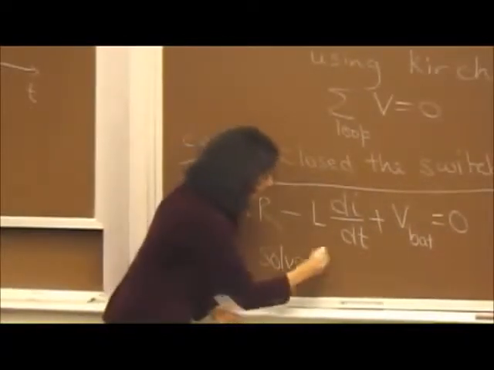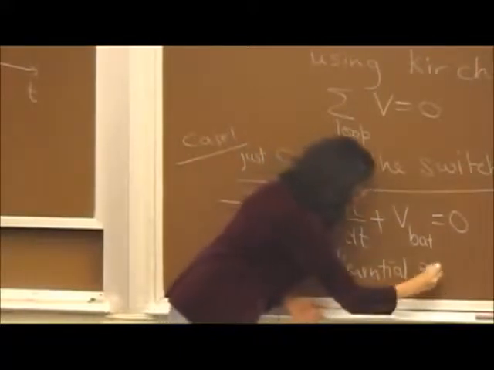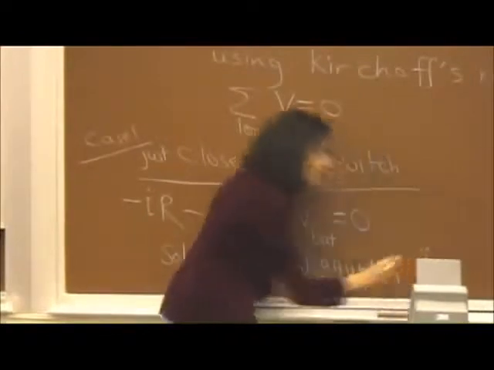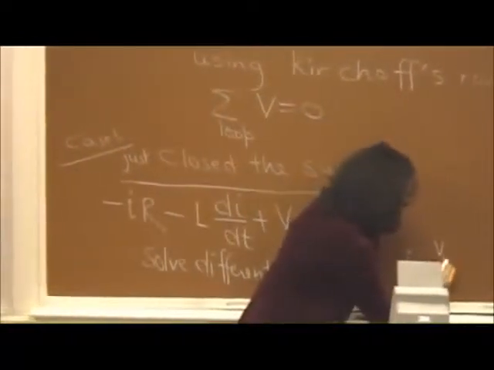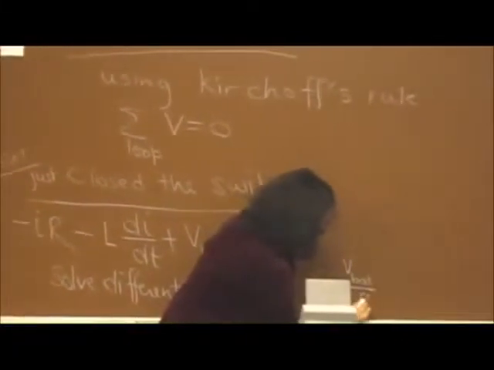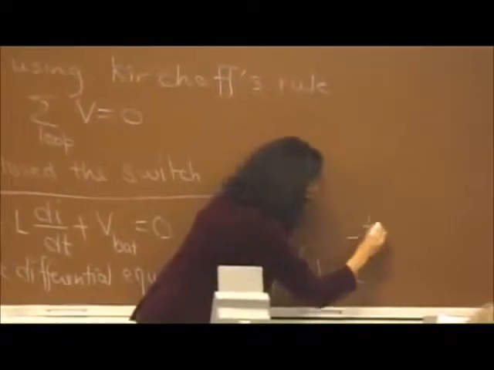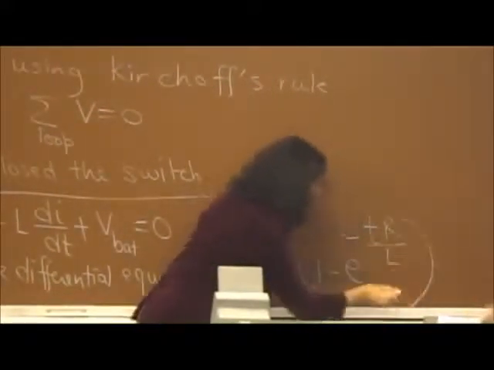for I, and what we will find is that the current at any given time turns out to be V battery divided by R, times 1 minus e to the power minus t R over L.